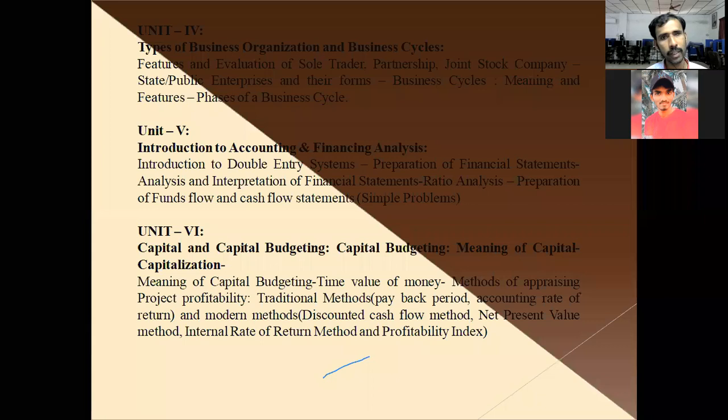Next topic is about business cycles. So I'll explain what a business cycle is and the various characteristics associated with a business cycle, and the different phases of a business cycle are discussed here. This is about your unit 4. And the fifth unit is about accounting and financial analysis.